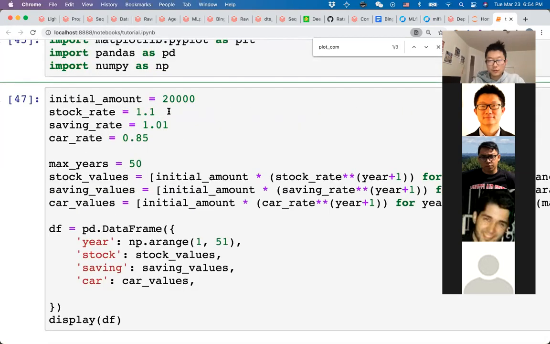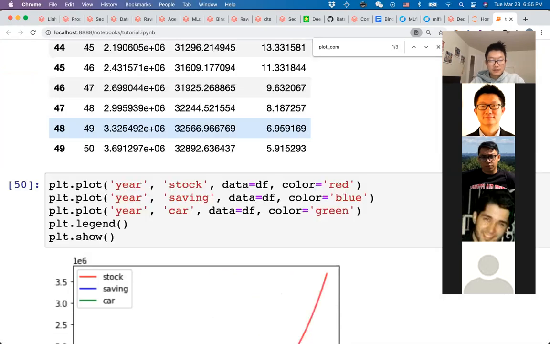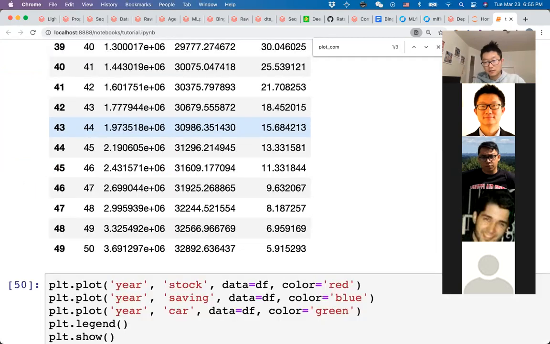For me, I manage my portfolio in a very active way. So let's say how much will that be? It will be around $3.7 million. And that's from only $20,000, over a term of 50 years. Okay, so if you invest that in a car, it will be very close to zero, a sorry $5.9 in 50 years.